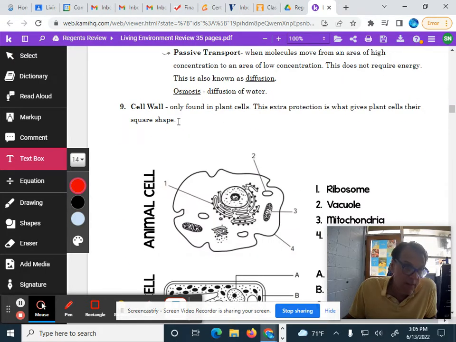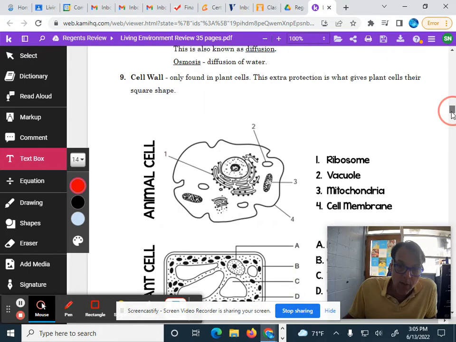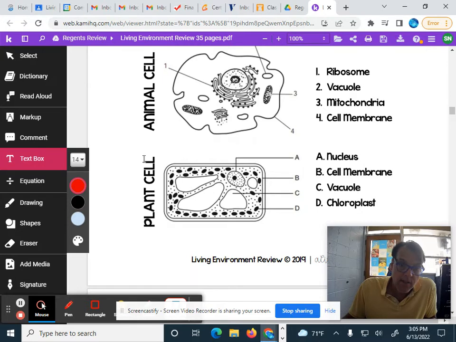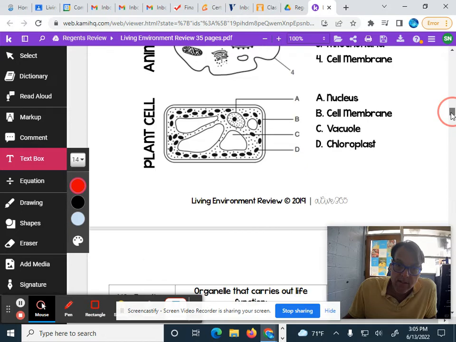Cell wall is another thing only found in plant cells, along with the chloroplasts and along with large vacuoles. Plant cells are usually rectangular. That's also how you can tell them from an animal cell. Animal cells have lysosomes and centrioles. Plant cells don't.